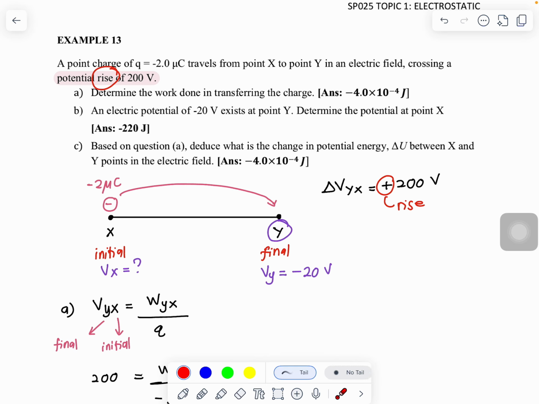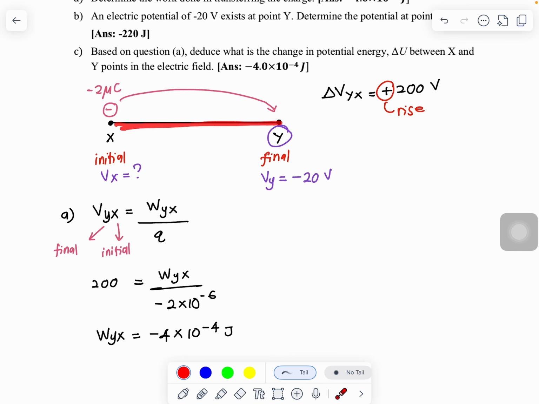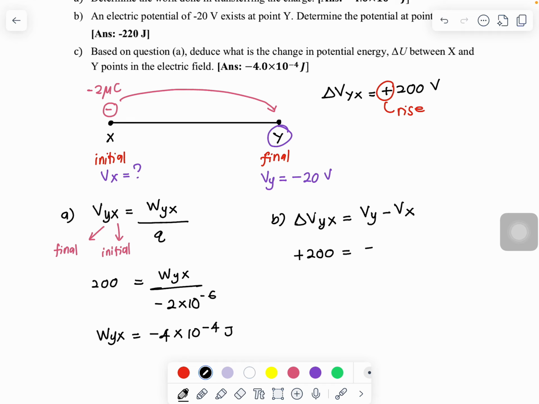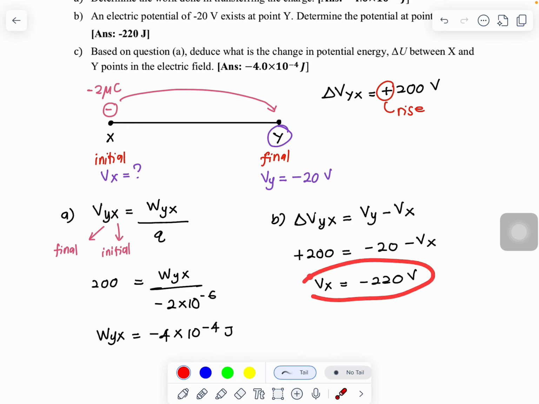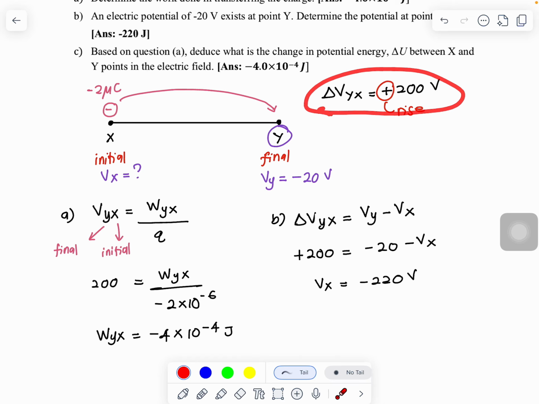Okay, so since we already know the potential between these 2 points, which is the potential between Y and X adalah sama dengan final tolak initial. Okay, so potential between them is 200, dekat Y pula negative, so kita boleh kira lah dekat X. Okay, just calculate, you will get negative 220 volt. So ini potential dekat satu point. Okay, yang ini potential between 2 points. So there is a difference between these two value.